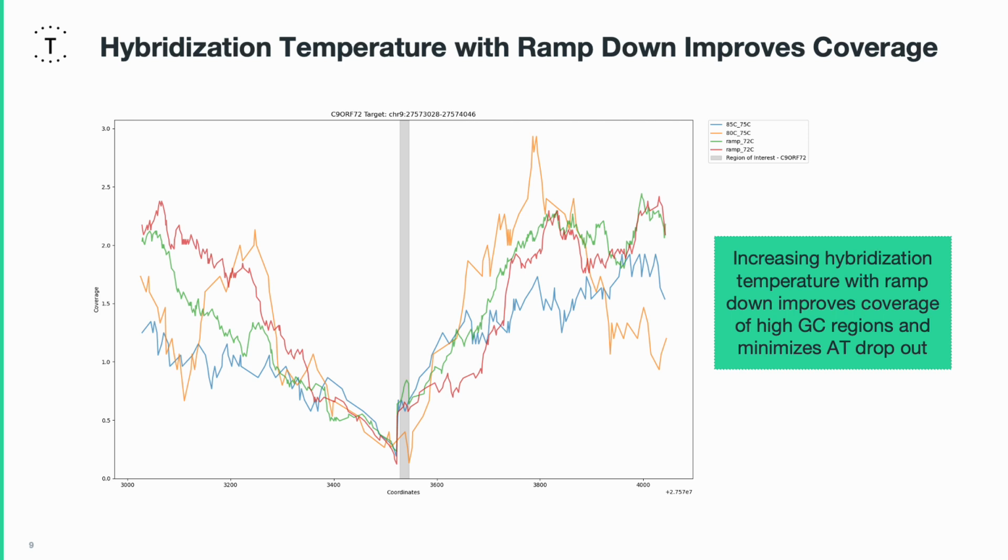However, maintaining that temperature too long negatively impacted AT-rich regions. Our solution was a step-down hybridization approach, starting hot to denature GC-rich areas, then gradually cooling to preserve AT-rich regions. This extended the hybridization time slightly from 1 to about 2.5 hours, but the trade-off delivered better coverage uniformity and more robust probe-target pairing across the genome.